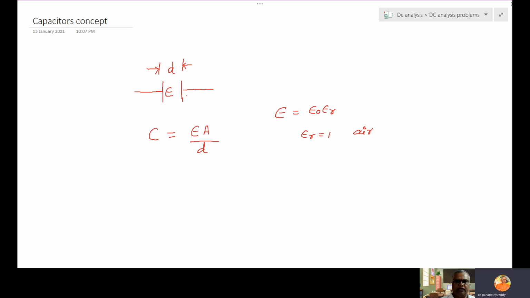Overlapping plate area. Not area between the plates. For example, earlier we discussed this when I introduced the capacitor. This is one chapati. So this is another chapati. A is not one chapati's area. A is not another chapati's area. A is this.